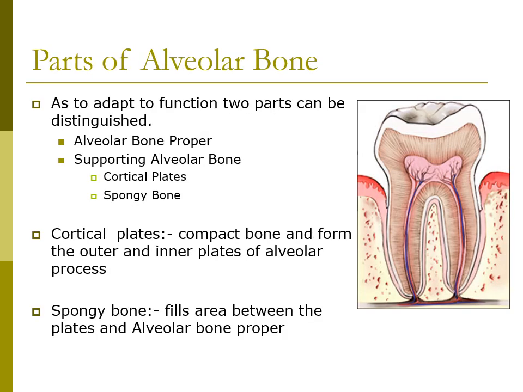Parts of alveolar bone. To adapt to function, two parts can be distinguished. One, alveolar bone proper. The second one, supporting alveolar bone, that is cortical plates as well as the spongy bone. Cortical plates are basically compact bone and form the outer and inner plates of the alveolar process. Spongy bone fills the area between the plates and the alveolar bone proper.